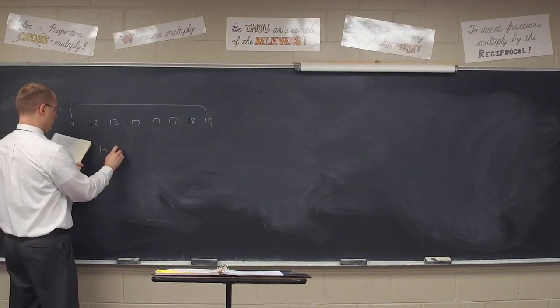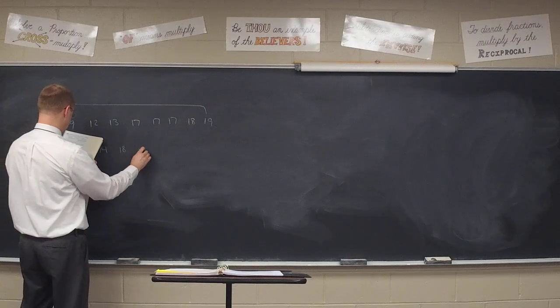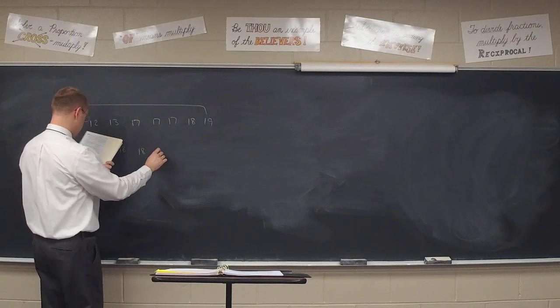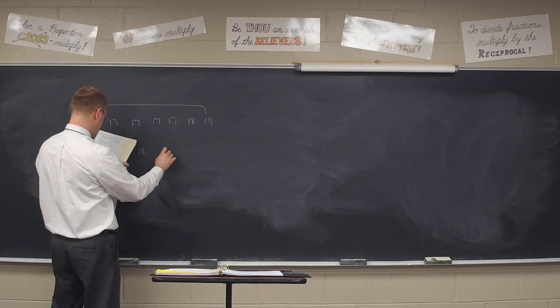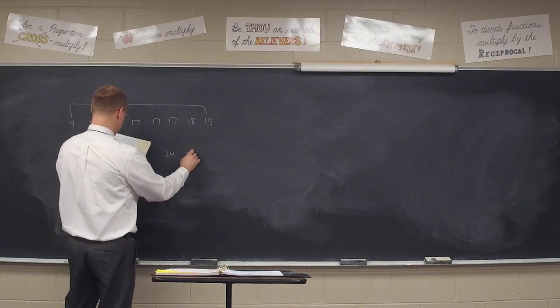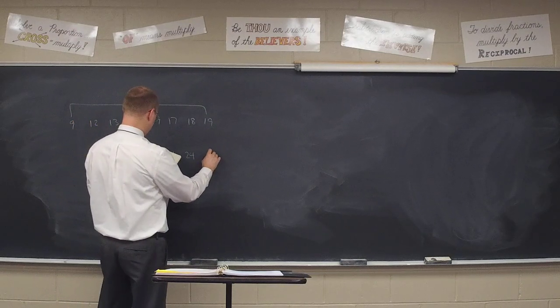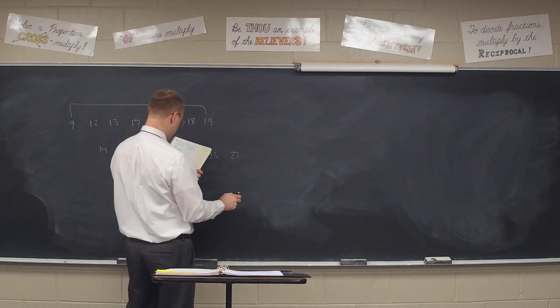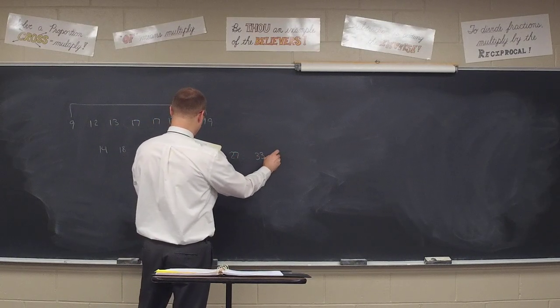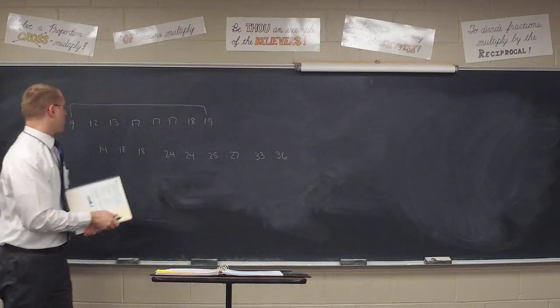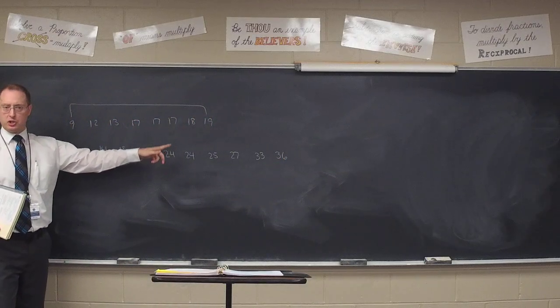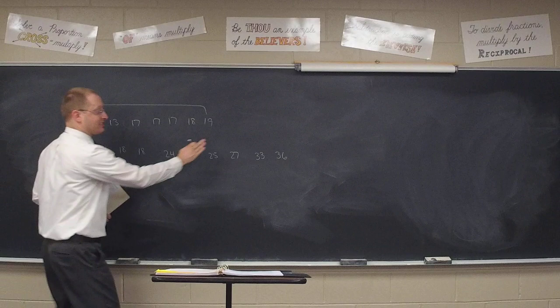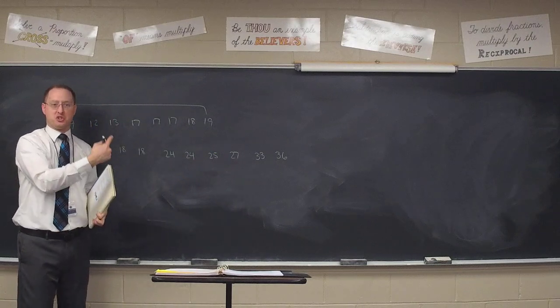14, 18, 24, 24, 27. I got a 25 first, then a 27. 27, 33, 36. There we go. By the way, strategy tip: if you leave a gap between your numbers as you write them, and you write 27 and realize, oh, there's a 25, you'd have room to insert the 25.